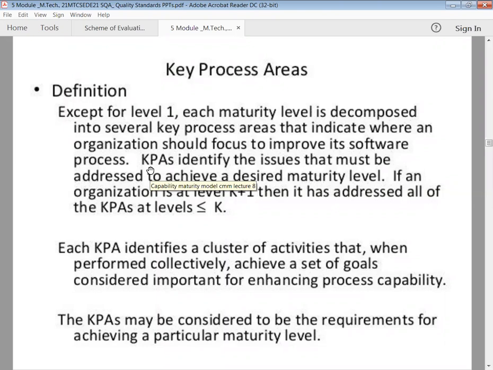So any doubt with respect to key process areas? Okay. So you just go through the content, I think I already uploaded this. Please go through the content. If you have any doubt, ask me in the next class.